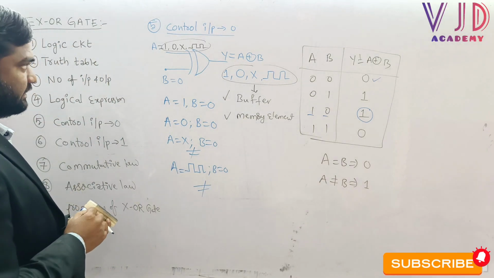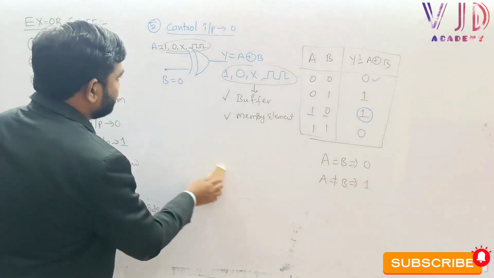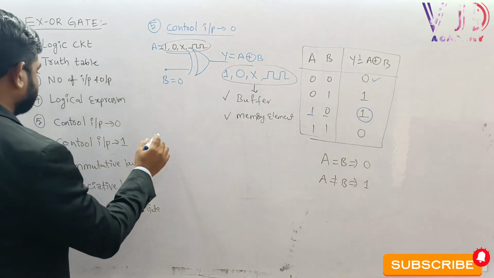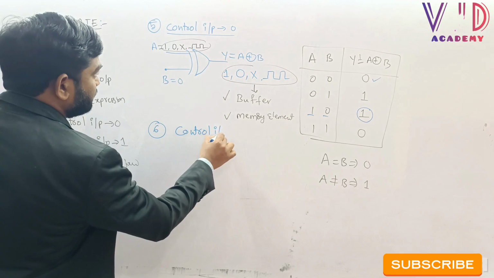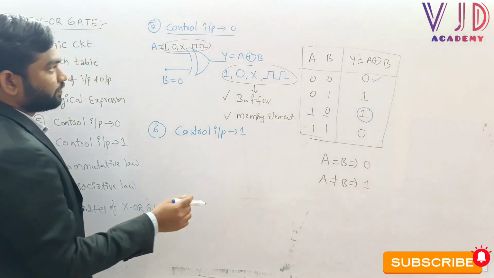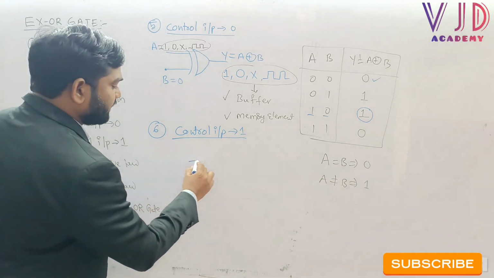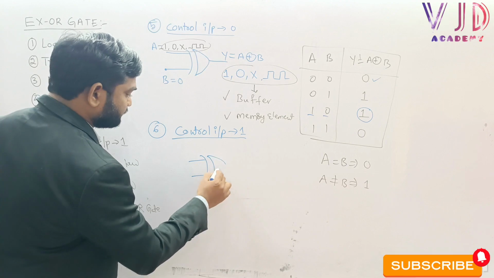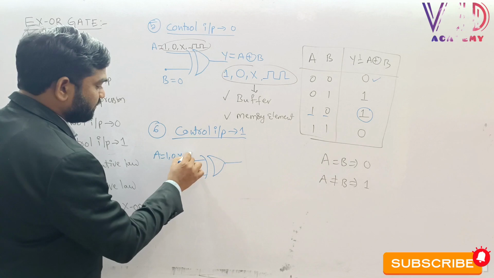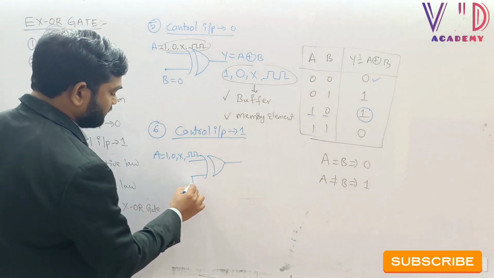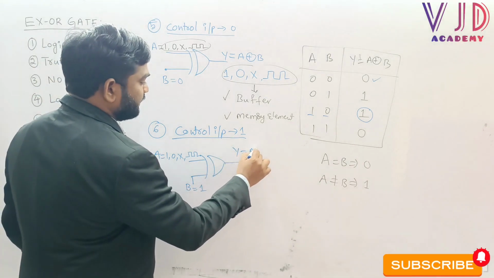Now let me take the next example, sir, to understand better. The sixth one, the control input 1 condition. Now let me take the XOR gate. Here A equal to 1, 0, X and then any square wave to understand. Here B equal to 1. Here Y equal to A XOR B.